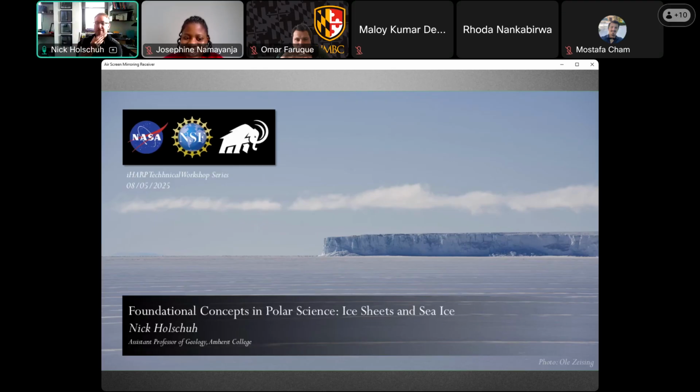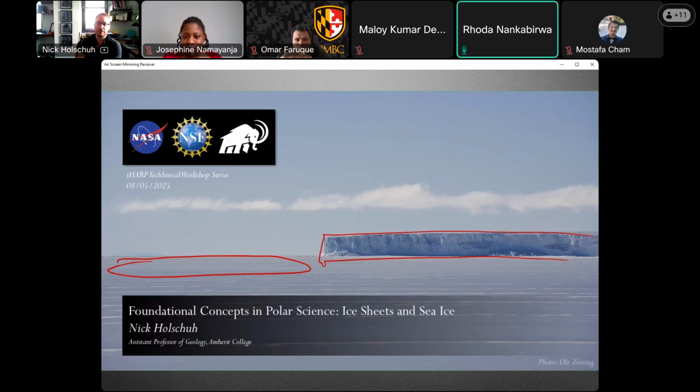Oh, that's a great question. So in the foreground, what we're seeing here, this is all sea ice. And this thing that you see here, which all of this extends below the surface, that's the floating extension of an ice sheet. And I'll give some definitions for those terms in a moment. But that's a great question. Thanks for shouting that out.